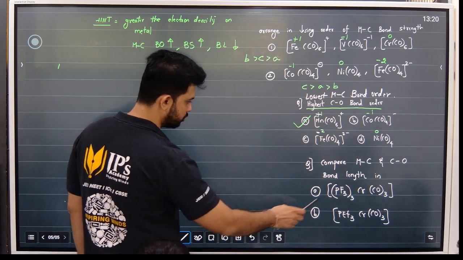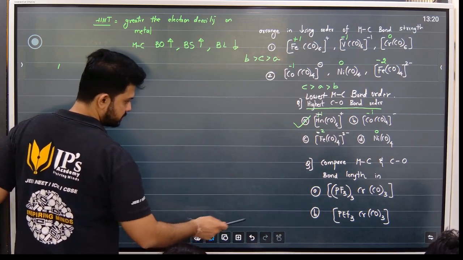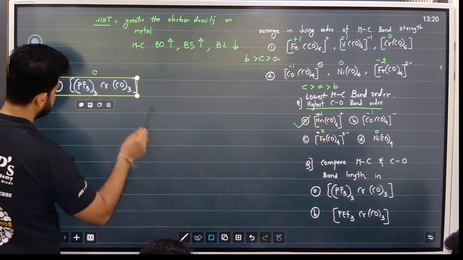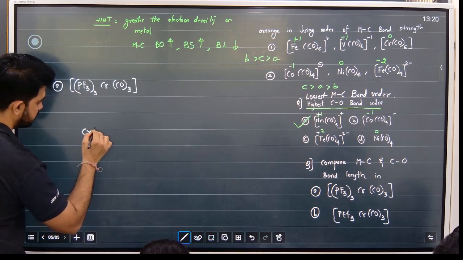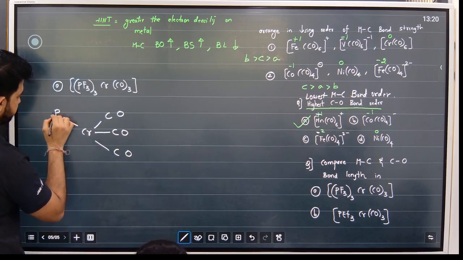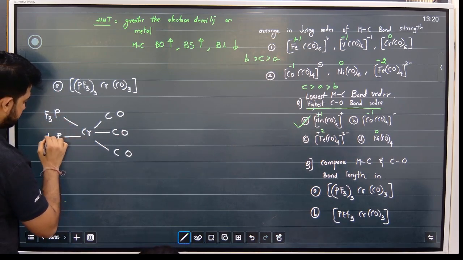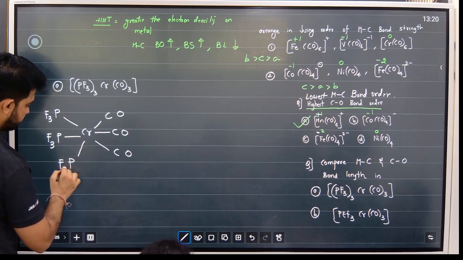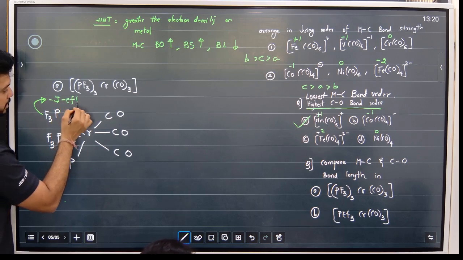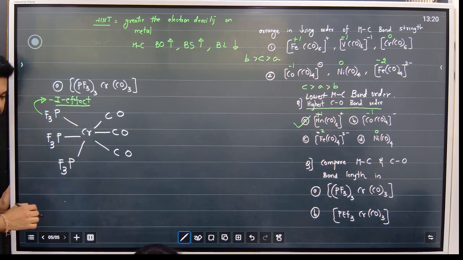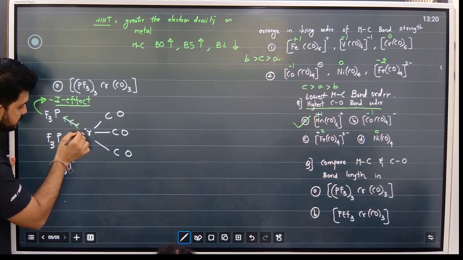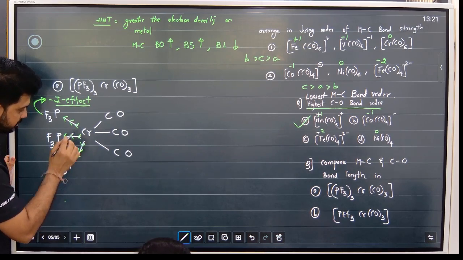However, look at the last one, it is slightly different. If you look at the first compound here, see, this is chromium, and you have CO, and here, people, PF3. We know that what is the nature of fluorine? It shows negative inductive effect, which means it will pull electrons towards itself, and it decreases the electron density on chromium. Did you get that?